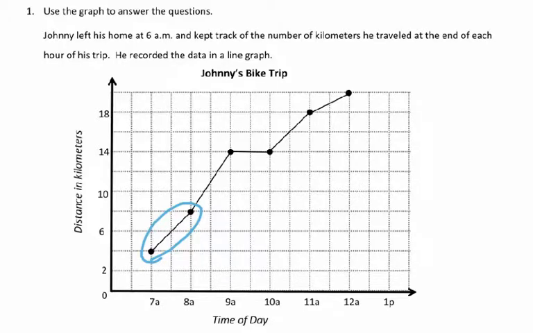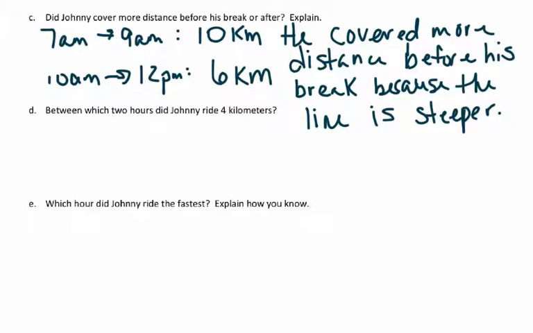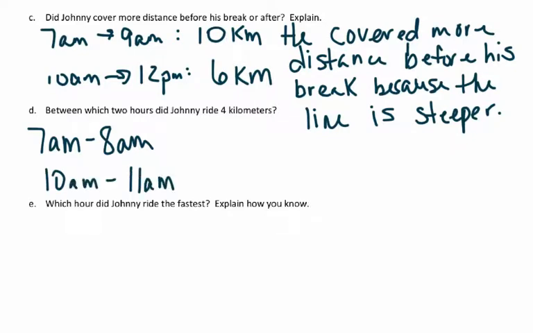And then between 10 a.m. and 11 a.m. he is at 14 kilometers and he goes to 18, so that is also a 4 kilometer ride. So either one of those answers will work. So you could put 7 a.m. and 8 a.m. or 10 a.m. and 11 a.m. Okay. Part E said, which hour did Johnny ride the fastest?